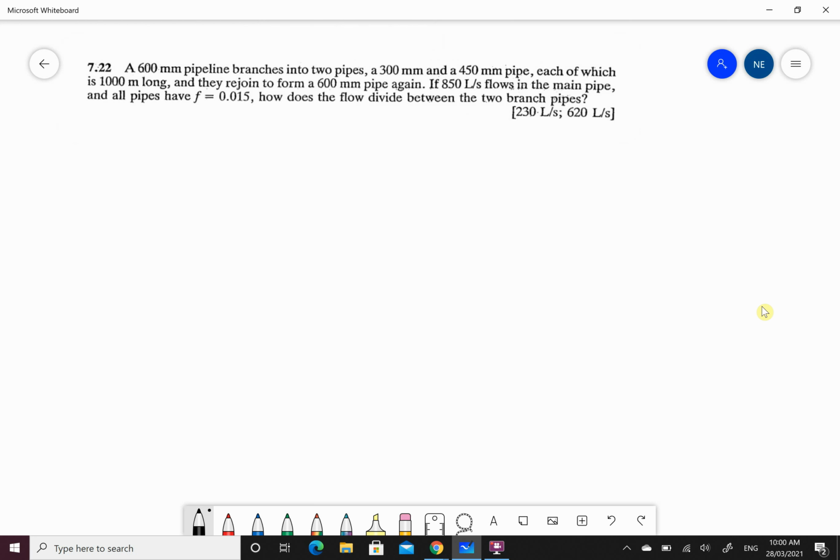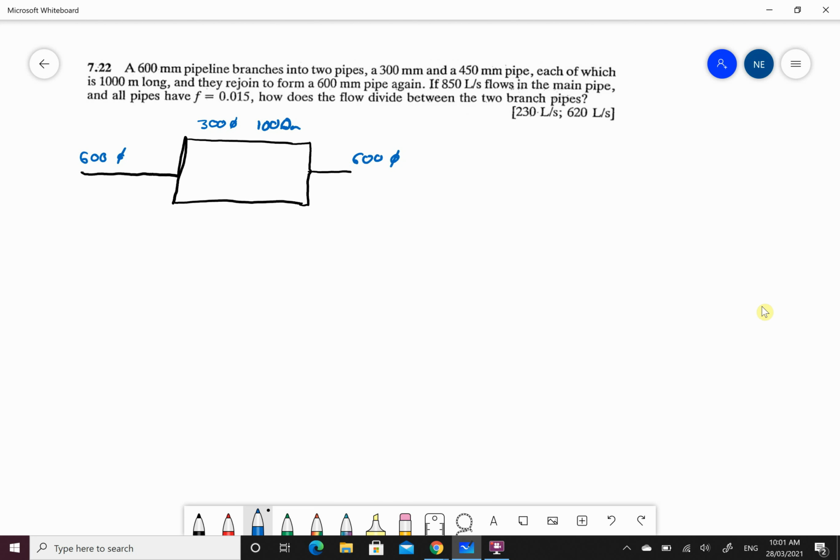Alright, but what's happening, let's draw a little diagram. A 600 mm pipe comes in, splits into 2 pipes, comes back and rejoins to a 600 mm pipe. Draw with blue: 600 diameter, 600 diameter, this is 300, a kilometre long, 1,000 meters, and 450 diameter, and a kilometre long. Cool. Now what do I know?